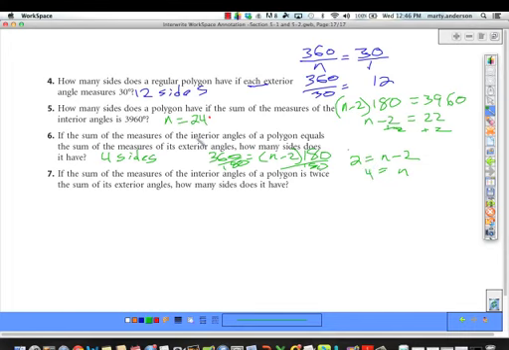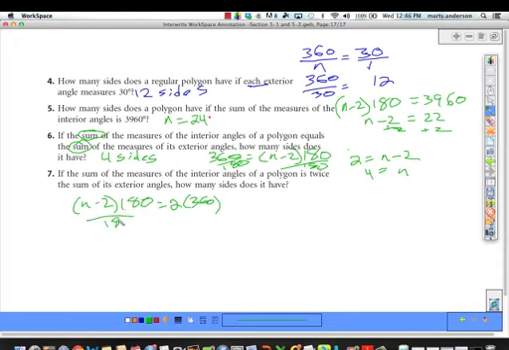When is it going to be 360 for the interior and 360 for the exterior? So there is my example of reading carefully. Because as we look at the bottom one, if the sum of the measures of the interior angles is twice the sum of the measures of the exterior angles, then I know the interior angles are n minus 2 times 180, and I know the exterior angles are 360, but the interior ones are 2 times the exterior ones. Now we can solve this problem.